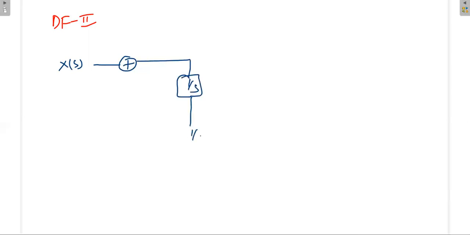So the direct form 2 structure goes like this: X of s. Okay, again the integrator chain will be in the middle, which is common to both input and output, because it is the direct form 2 structure.